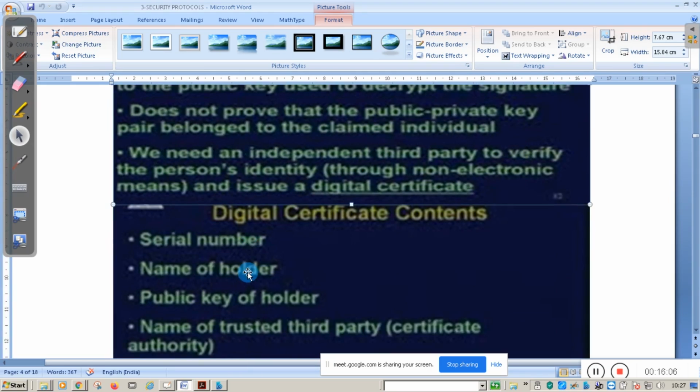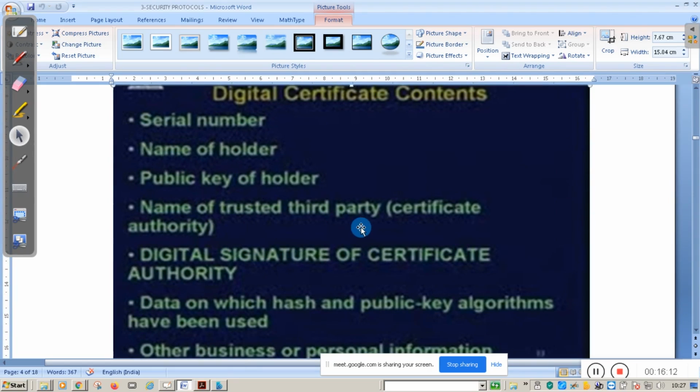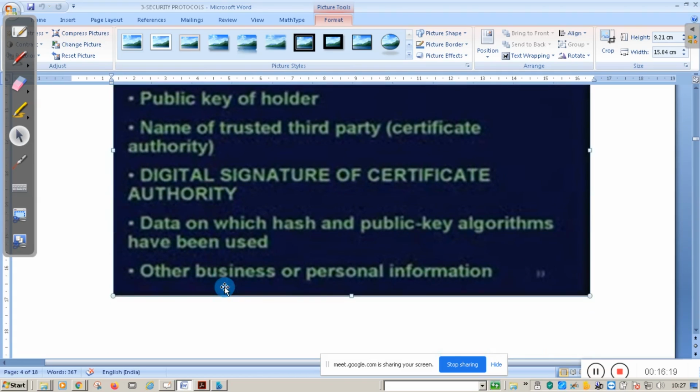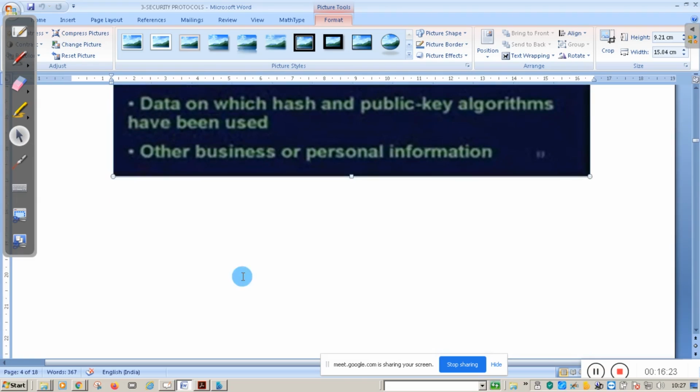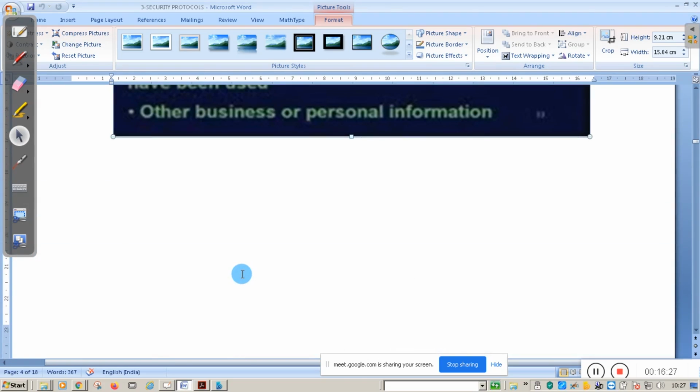So the main contents of the digital certificate are a serial number, name of the holder, public key of the holder, name of the trusted third party, their certificate, digital signature of the certificate authority, and data on which hash and public key algorithm have been used. All those things are contained in the digital certificate. Now we will move to your class notes.